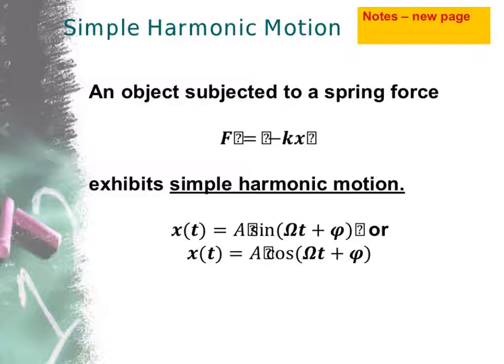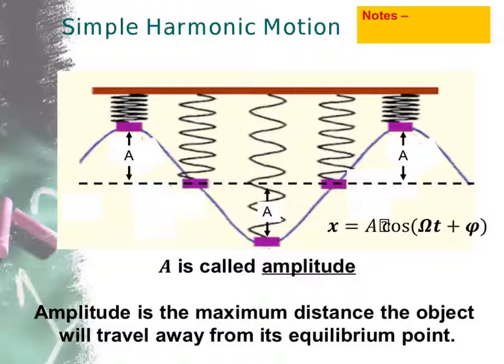So let's talk about what all those other variables mean. Well, the first variable that we come across is what's called A. This is a multiplication constant out in front, and it is what's called the amplitude. The amplitude is the maximum distance that the object will travel away from its equilibrium point. So if you were to take a snapshot of the mass when it's at its highest distance and measure the distance from there to equilibrium, you would get the amplitude A.